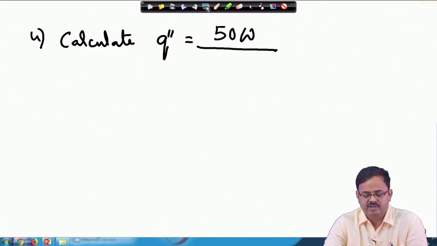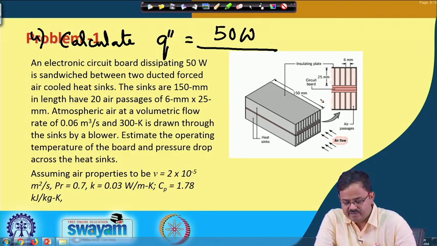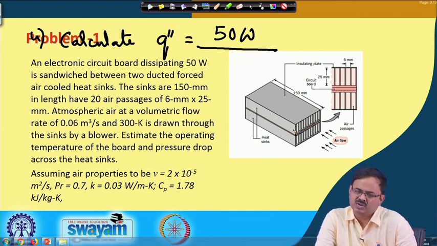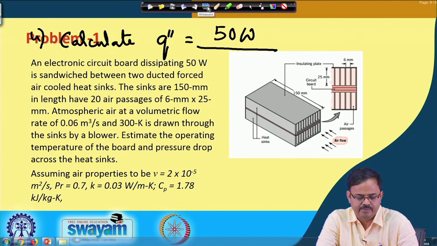And what was the area of the circuit board? Let us go back. It is 150 in this direction, and over here it is not given, but you can calculate, right. It is 6 mm and there are 10 such passages, and if we neglect the fin thickness, then you get 6 into 10, 60 mm. Okay. You can also assume and state any fin thickness because that will be there.